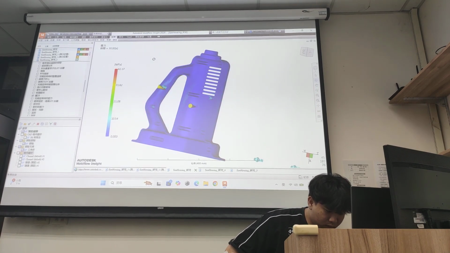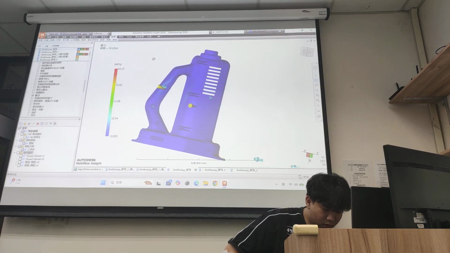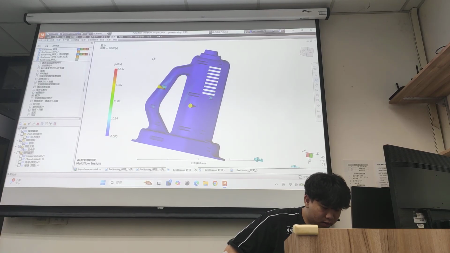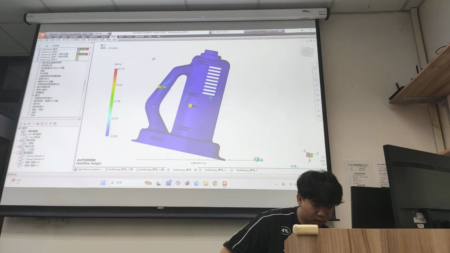First, forward to 30 seconds into the cycle, looking at the pressure distribution. We observe that the pressure inside the cavity has decayed satisfactorily as the part cools and solidifies, dropping from the packing pressure down to near zero level in most areas.